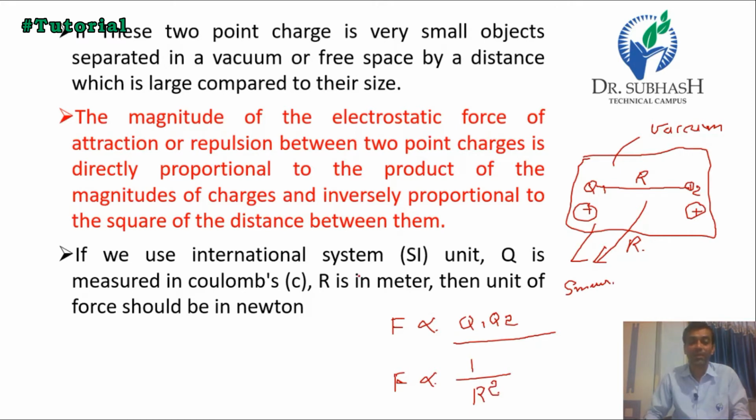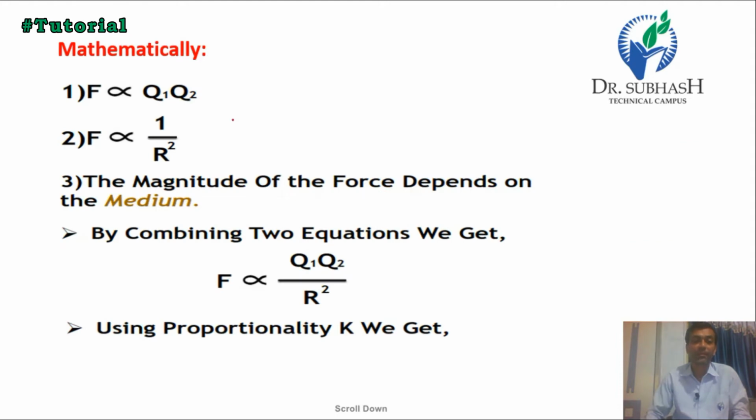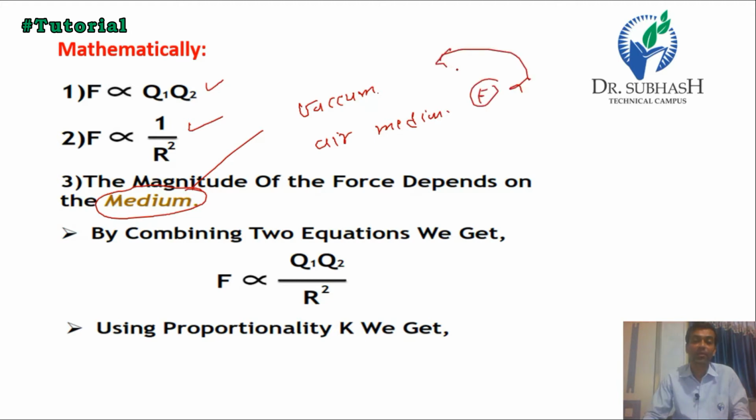If we consider the international system or SI units, then Q is in coulombs, r is in meters, and force is in Newtons. Mathematically, F is directly proportional to the product of Q1 and Q2, inversely proportional to the square of the distance between them, and it also depends on the medium. Here we use the medium as a vacuum. Suppose we use air as the medium, then the force will be different compared to the vacuum.